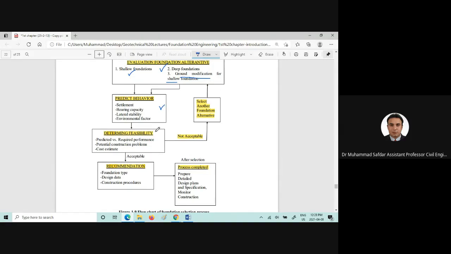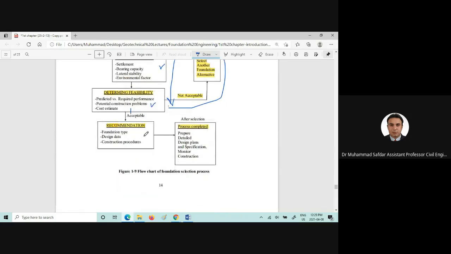Then we predict behavior, we check the settlement, bearing capacity, lateral stability, and environmental factors. Determine the feasibility if the settlement and the design, the shear failure criteria and the required performance criteria is met. Then we go for the cost estimation. If it's acceptable, it's okay, we will go here. But if it's not acceptable, then we will again go for another foundation type, and then we will do the same process again. Once it is acceptable, then the foundation type, design data, construction procedures will be recommended. Then we go for the detailed plans and specification and the construction of that foundation.